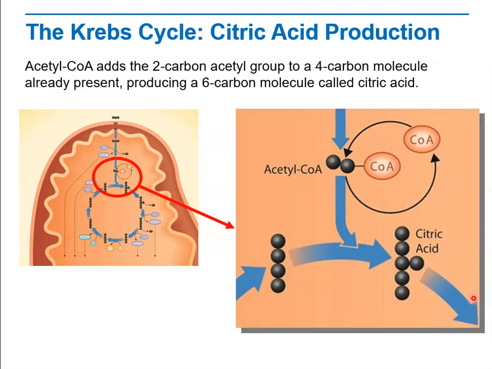Acetyl-CoA combines with a 4-carbon compound in the Krebs cycle to produce citric acid. Count the number of carbons in the molecule of acetyl-CoA, 2, and in the carbon compound on the left, 4. Compare that to the number of carbons in citric acid on the right, 6. So the 2 carbons from acetyl-CoA are added to the 4 carbons in the 4-carbon compound to produce citric acid, which has 6 carbons.